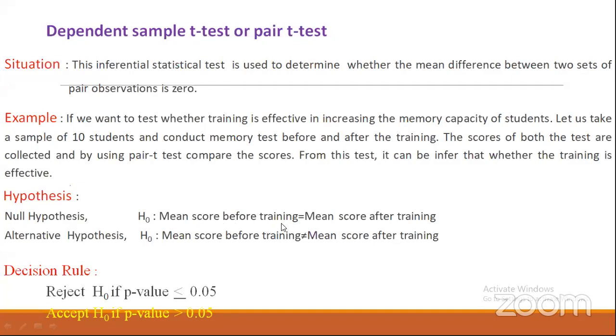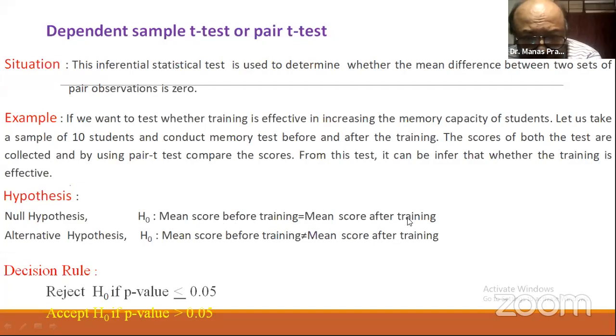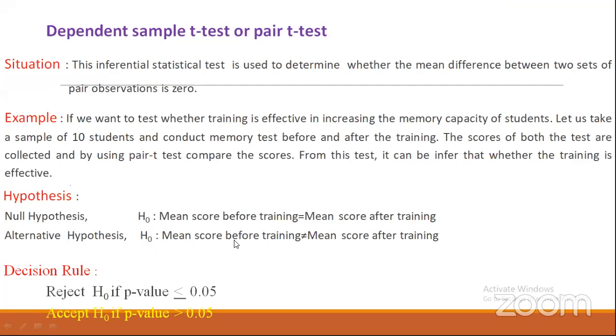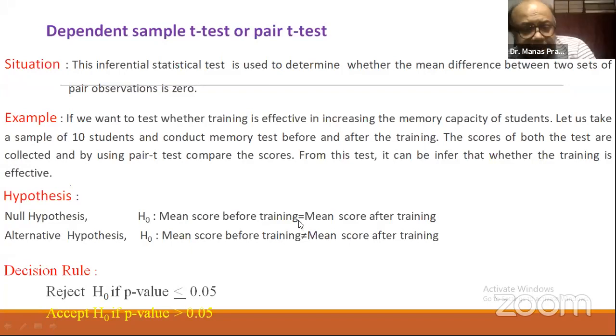The null hypothesis is that the mean score before training is equal to the mean score after training. The alternative hypothesis is that the mean score before training is not equal to the mean score after training. The null hypothesis means no difference: the mean score before training and after training are the same.